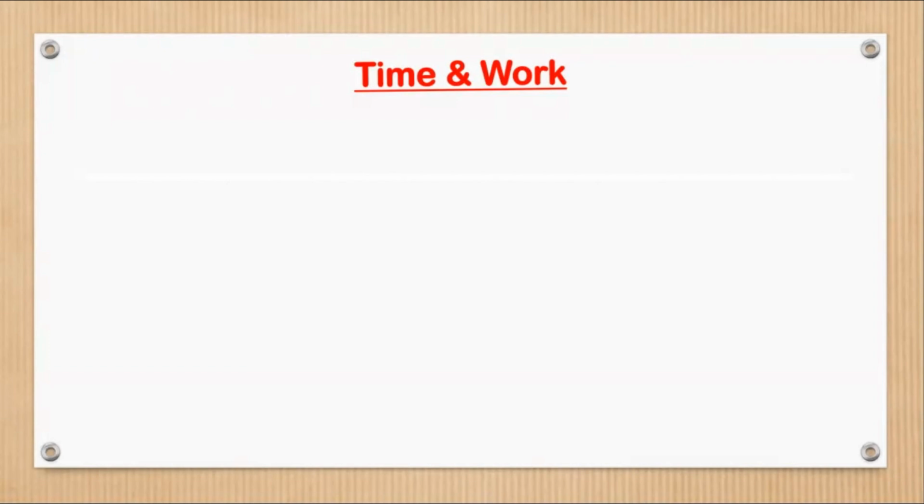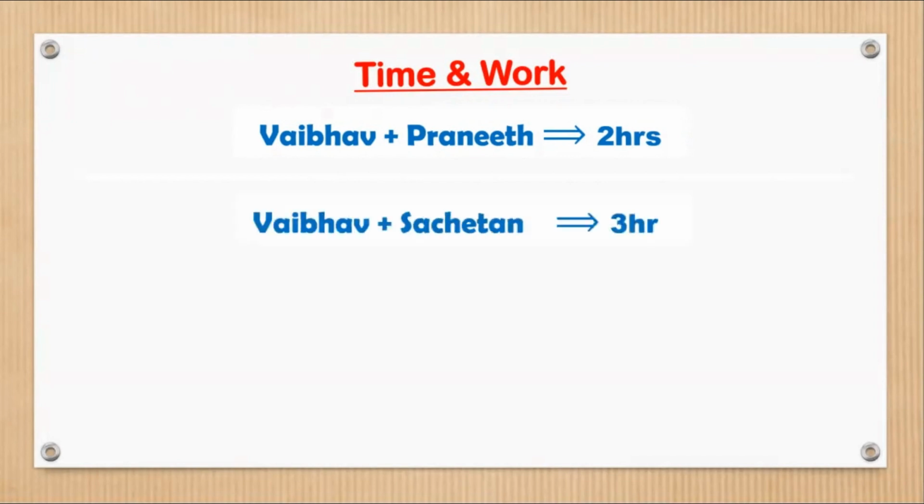In this video, let us talk about one example related to time and work. Vaibhav and Praneeth together finished a task in 2 hours. So they got a task, they both worked together and they finished that in 2 hours. Whereas Vaibhav and Sachetan did the same task in 3 hours. So the same task if I give to Vaibhav and Sachetan, now they took 3 hours to finish it.